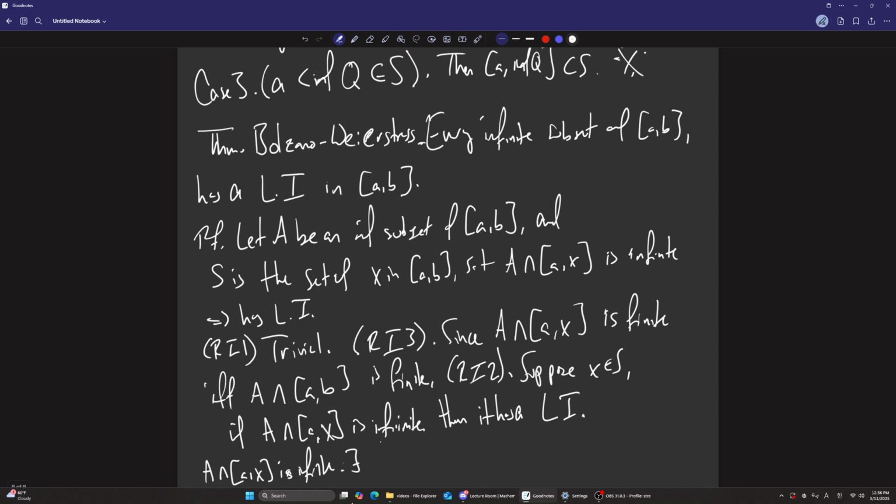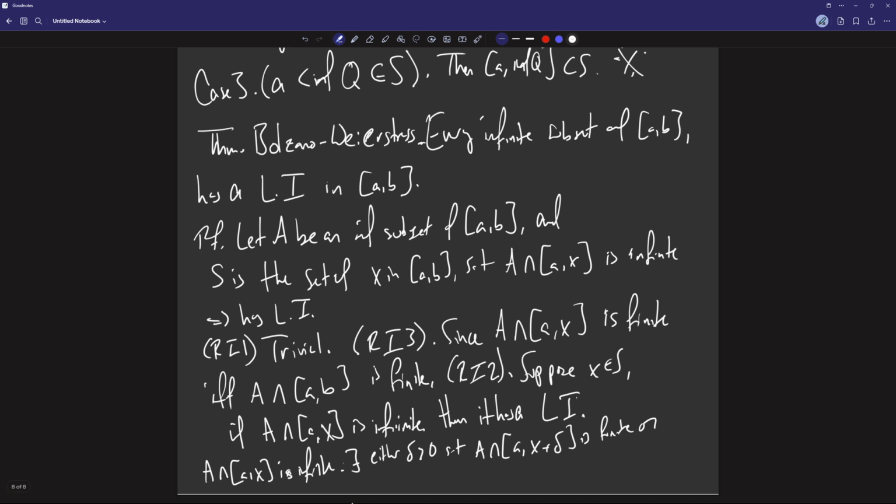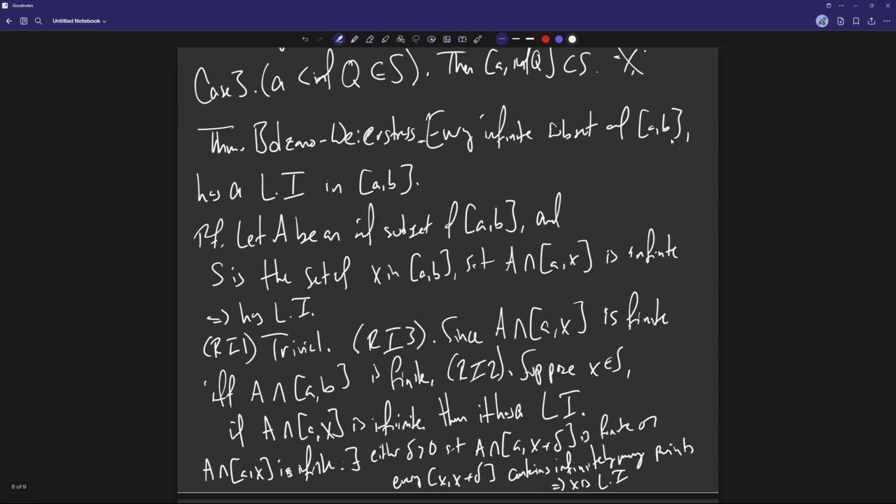Then there exists either delta greater than 0, such that A intersection [a, x + delta] is finite, or every neighborhood of x plus delta contains infinitely many points. Hence, x is a limit point. And that's our proof for the Bolzano-Weierstrass theorem, made a lot simpler with real induction.